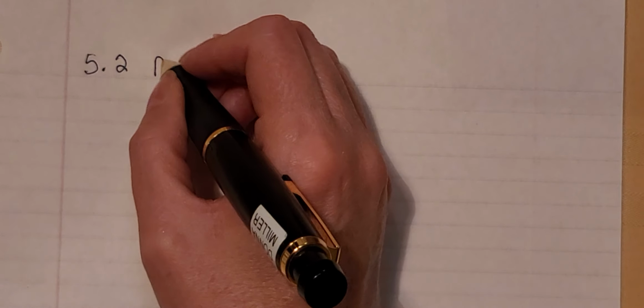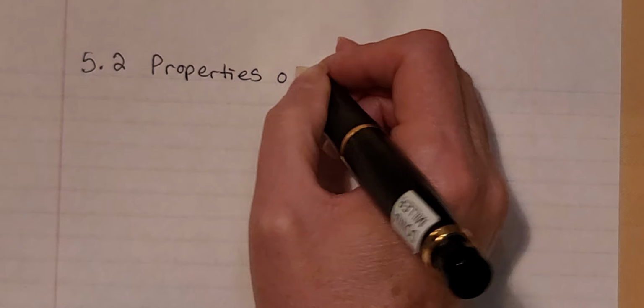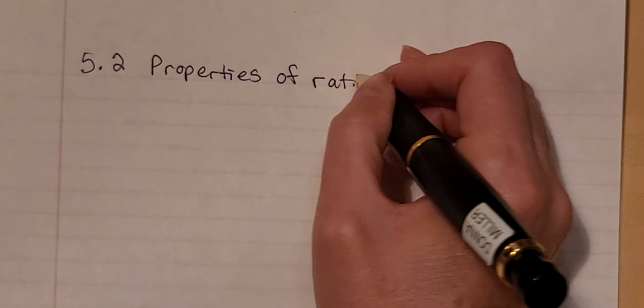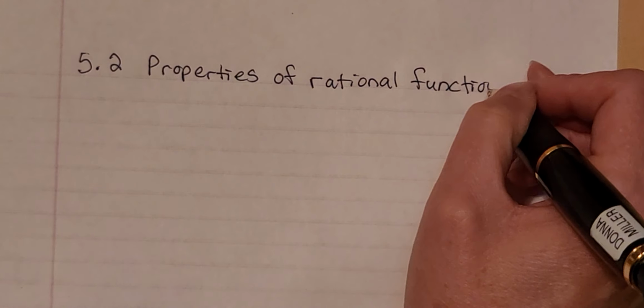This is section 5.2, which is properties of rational functions. So we're going to start with question number 14, which says find the domain of each rational function.